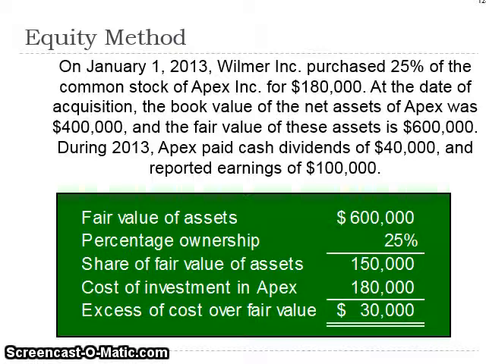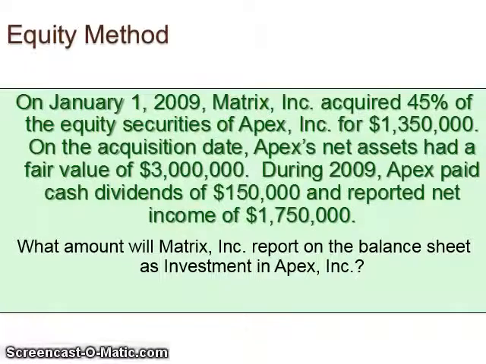I would like to look at another example with you guys, one that has a little bit more meat to it. So on January 1st, 2009, Matrix and Apex again, but not following from the previous example, new example. Matrix Inc. acquired 45% of the equity securities of Apex Inc. for $1,350,000. On the acquisition date, Apex's net assets had a fair value of $3 million. During 2009, there were dividends of $150,000 and net income of $1,750,000. The question is what amount will Matrix Inc. report on the balance sheet as an investment in Apex Inc.?